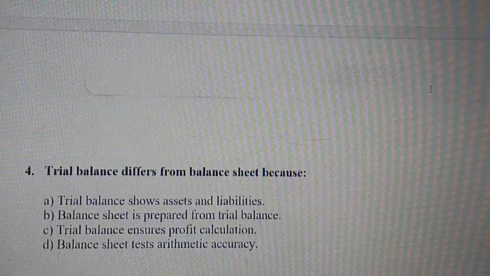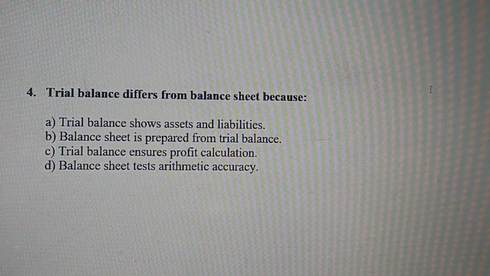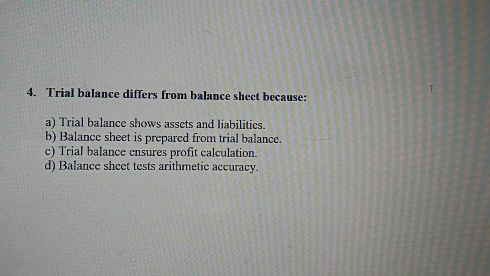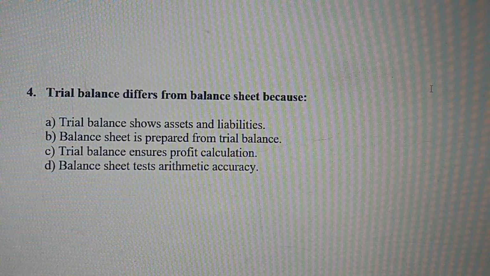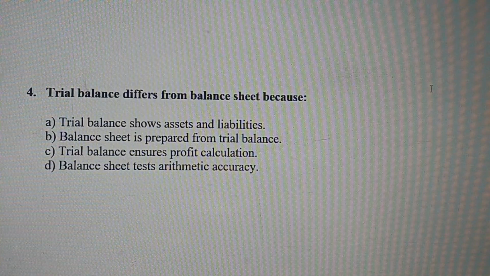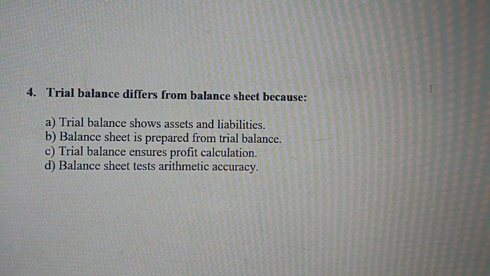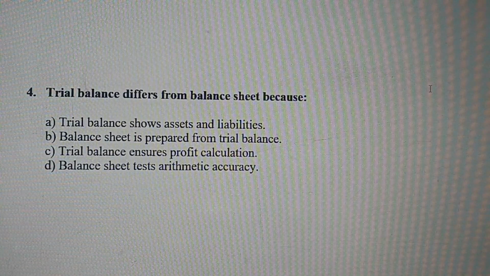Next question. Trial balance differs from balance sheet because trial balance shows assets and liabilities. Balance sheet is prepared from trial balance. Trial balance ensures profit calculation. Balance sheet tests arithmetic accuracy.